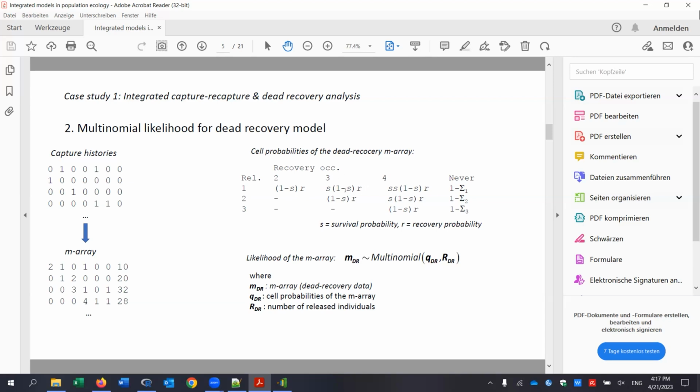What about here? Well, this is the probability that an individual that was released at the first occasion was found dead at the third occasion. So this means this individual has to survive the first year with probability S. Then it died in the course of the second year with probability 1 minus S, and then it was recovered with probability R. Right, and the last thing here is again the probability that individuals were never found dead.